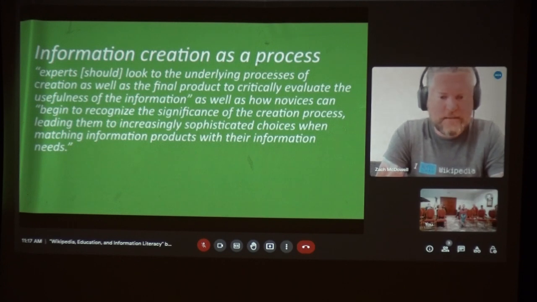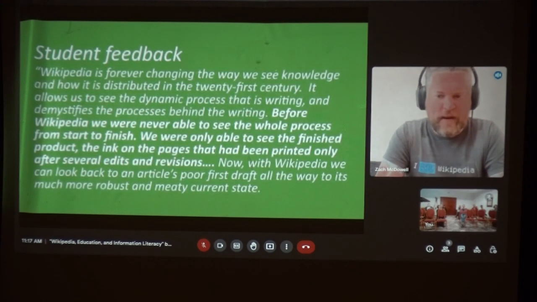And I think many of you who've been editing Wikipedia for a while can already see how this matches up with how one creates a Wikipedia article. But students aren't there yet, but they're fascinated here. One of the quotes they said: "Before Wikipedia, we were never able to see the whole process from start to finish. We were only able to see the finished product. The ink on the pages that had been printed only after several edits and revisions."